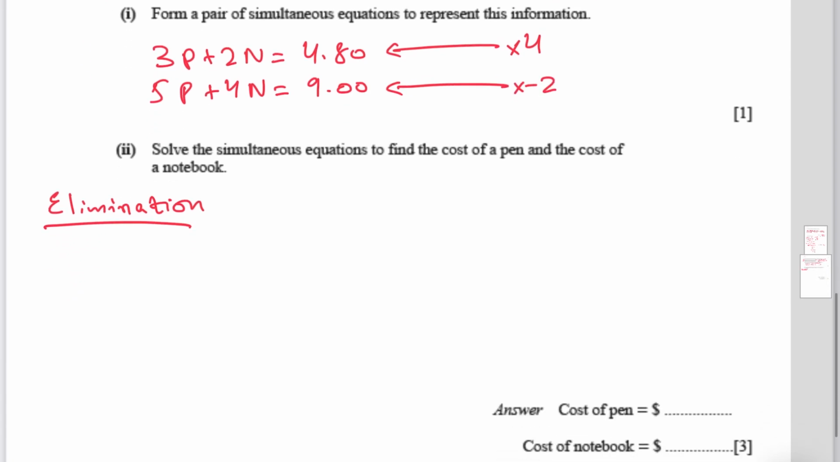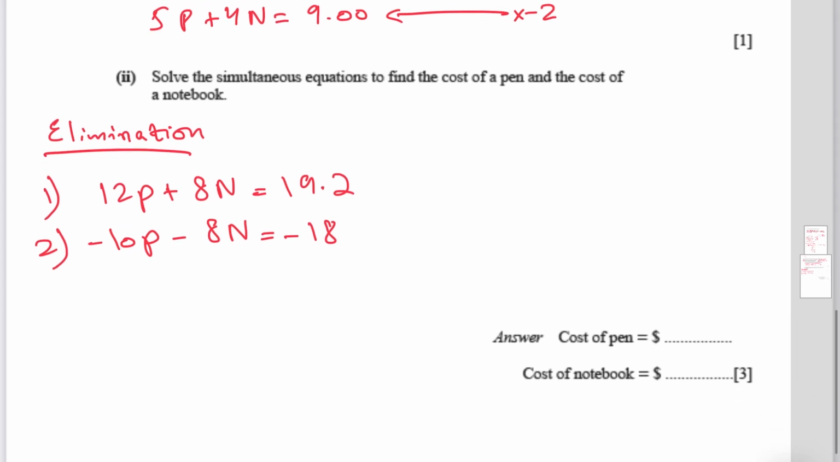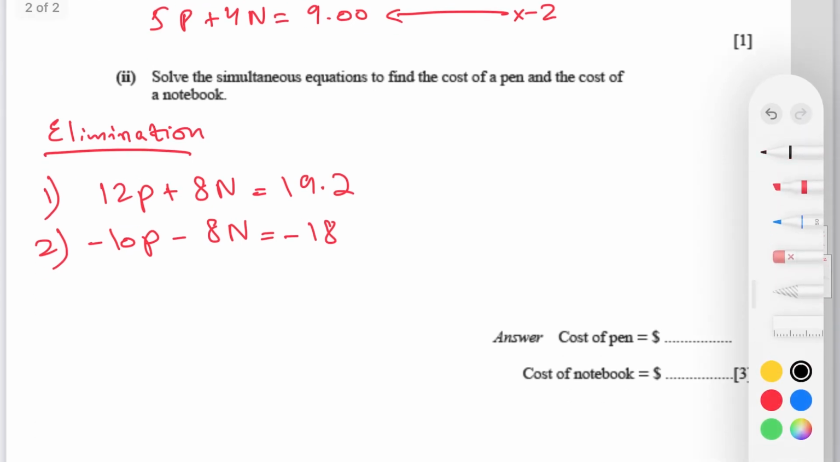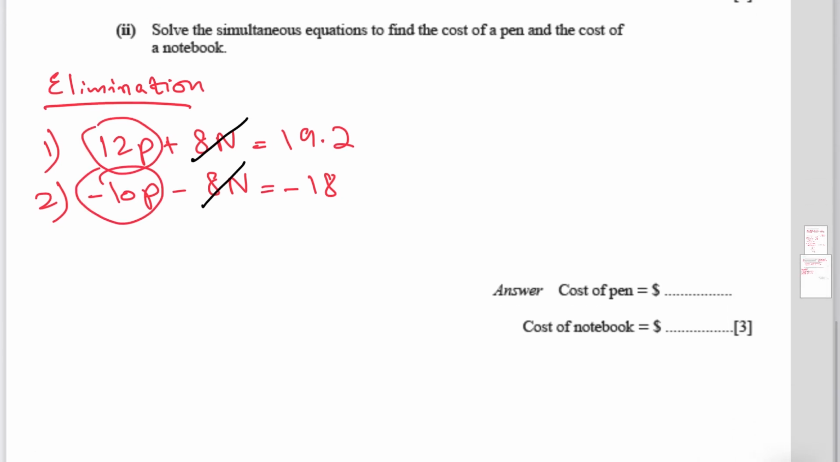Okay, so the first equation being multiplied by 4 gives us 12p plus 8n is equal to, what is 4.8 times 4? It is equal to $19.2. And the second equation being multiplied by negative 2 gives us negative 10p minus 8n is equal to negative 18. Okay, now let's start simplifying it. So this 8n and this 8n cancels out. When this cancels out, you have 12p and negative 10p. So 12p minus 10p gives you 2p is equal to 19.2 minus 18.